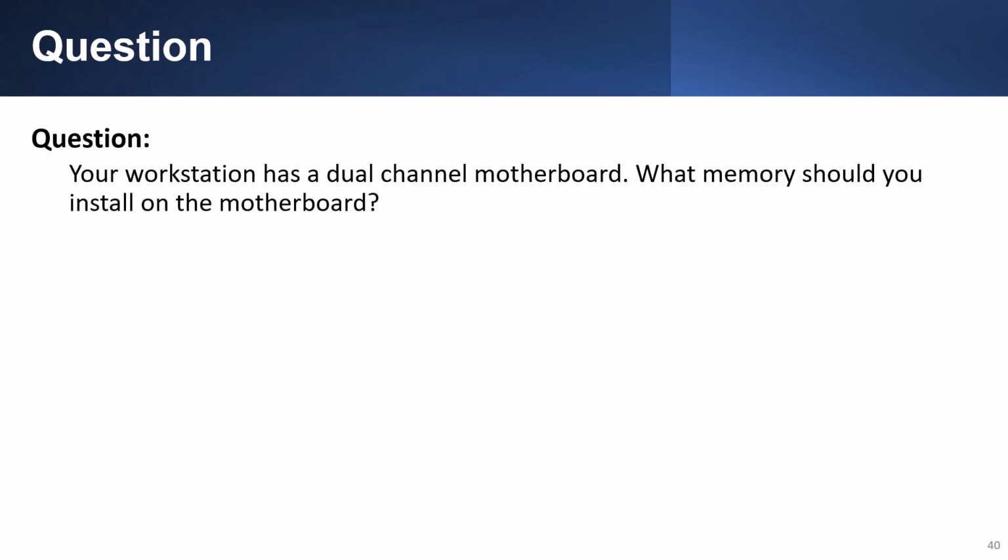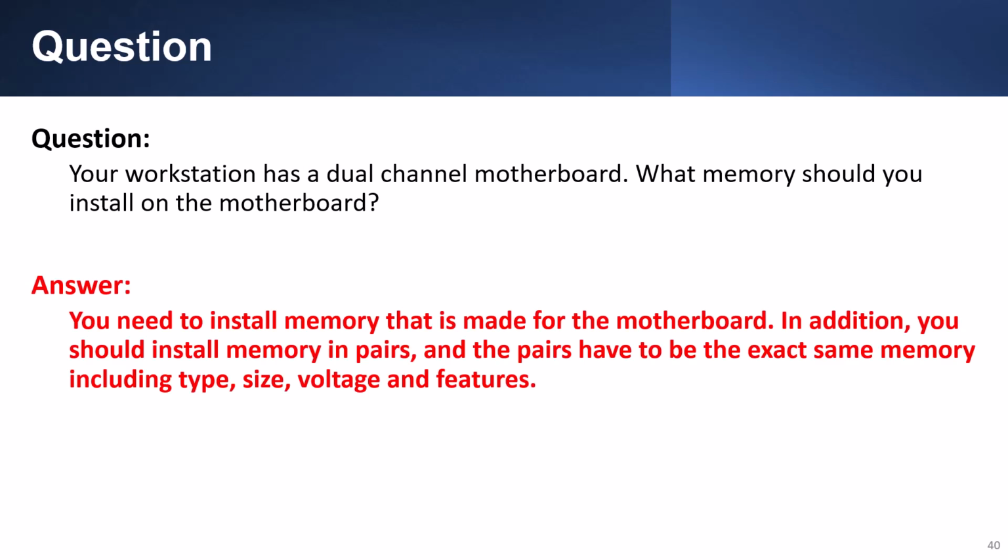Question: your workstation has a dual channel motherboard. What memory should you install on the motherboard? Answer: you need to install memory that is made for the motherboard. In addition, you install memory in pairs, and the pairs have to be the exact same memory, including type, size, voltage, and features.